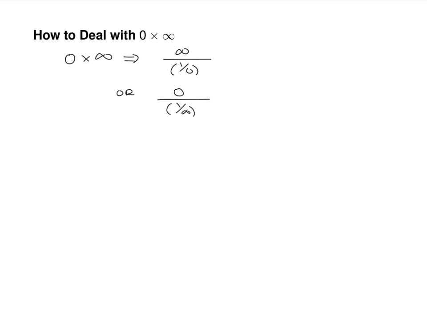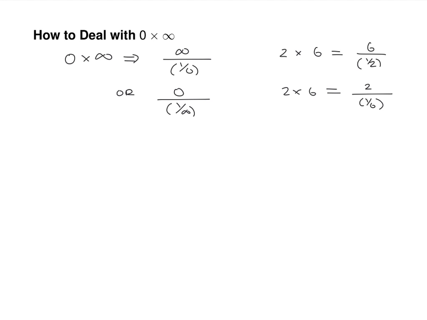And do you at least buy that those are equivalent things? So think about, I don't know, 2 times 6. That's the same thing as 6 over a half. Is that true? Yes. And 2 times 6 is the same thing as 2 over 1/6, right? That's kind of the pattern I've used here.